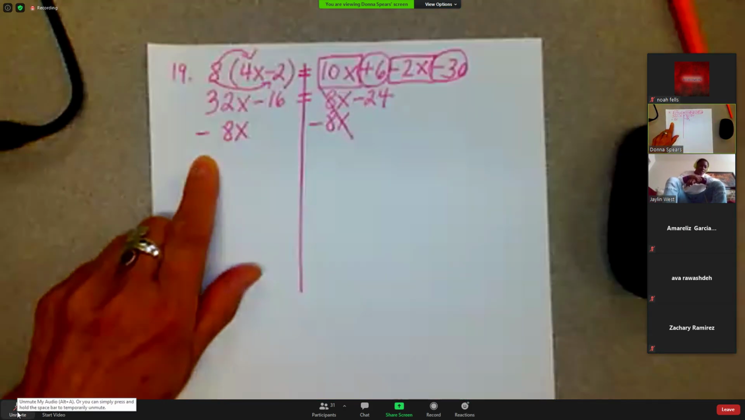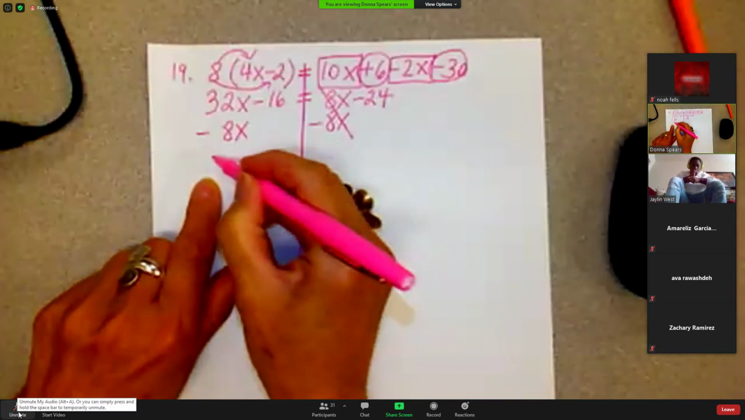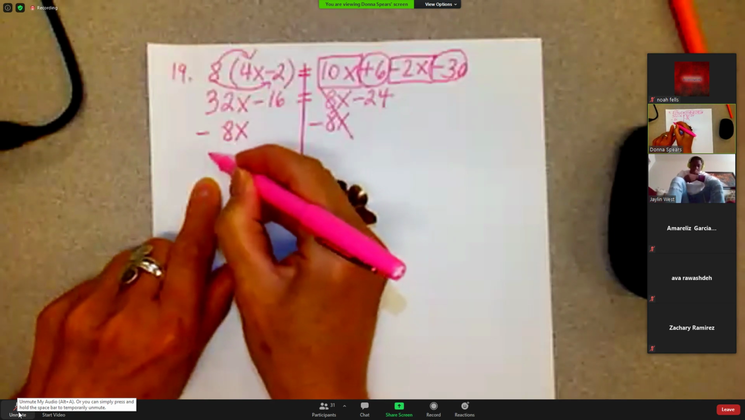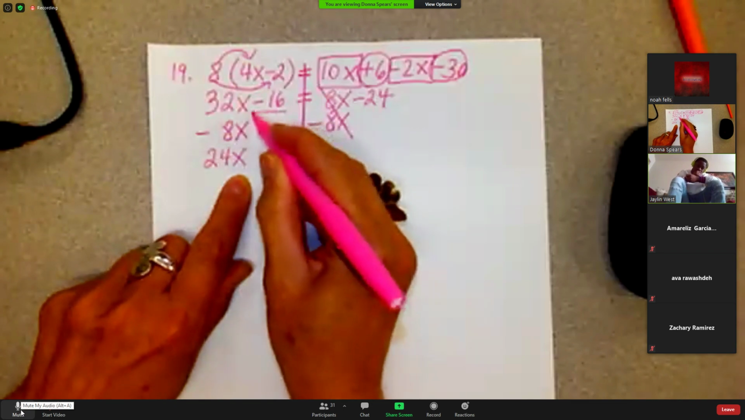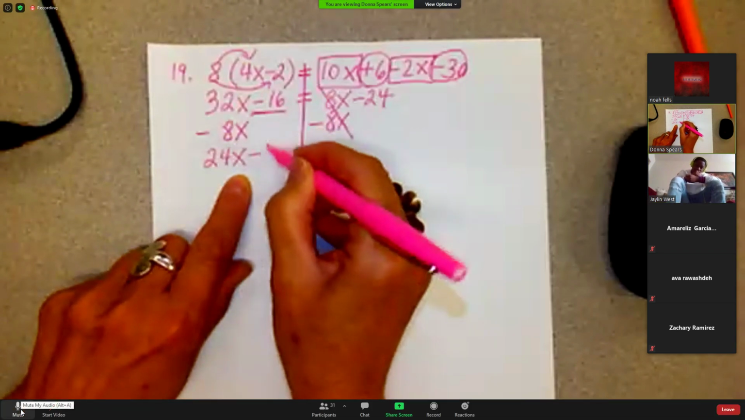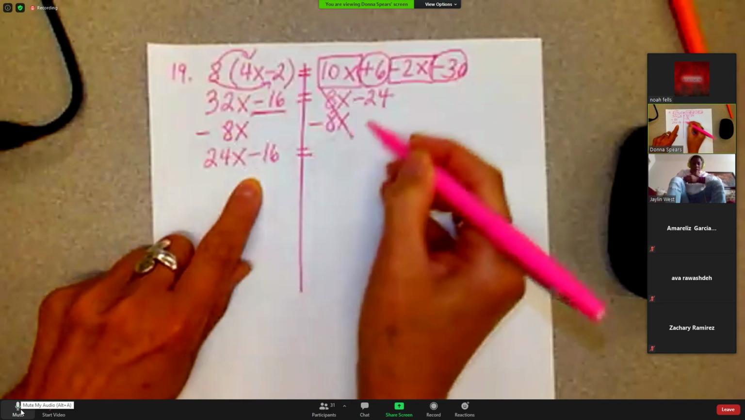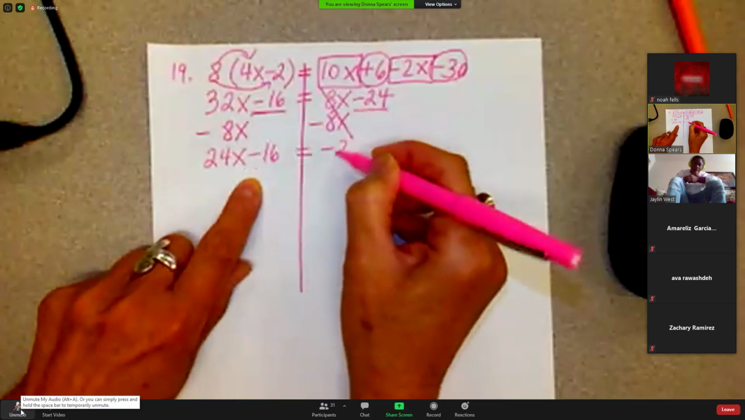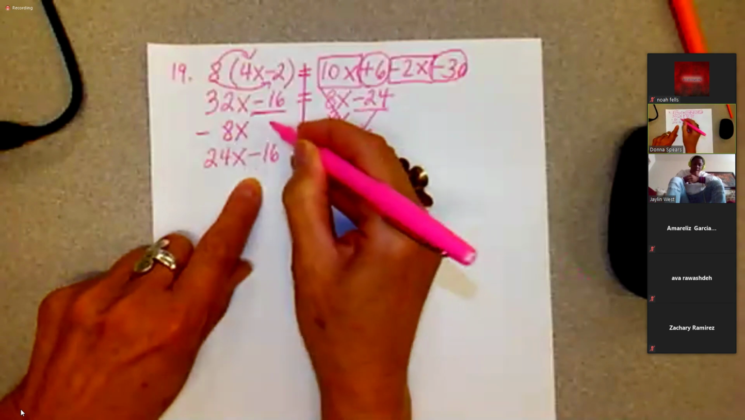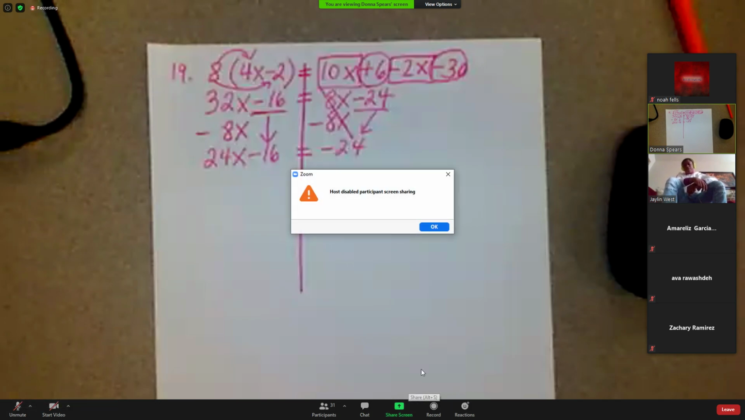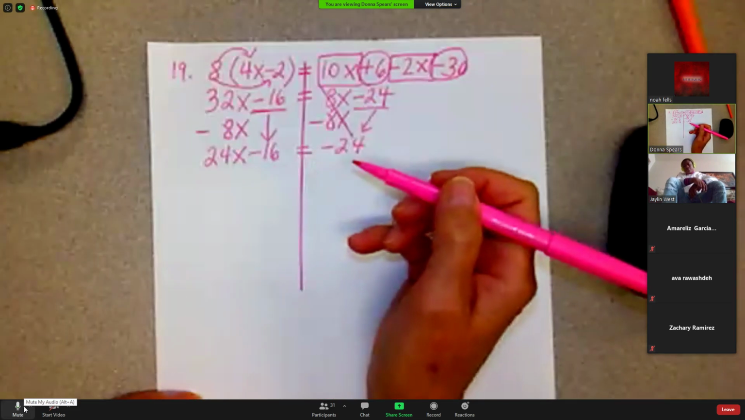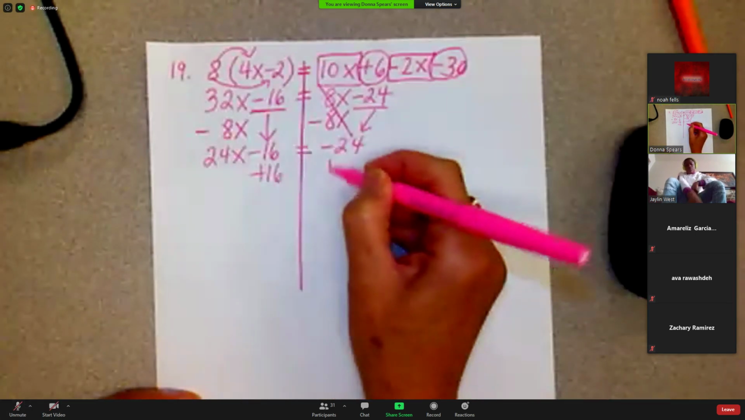And then cross out what you don't need. Okay, so that will give me what? 24x. Bring this down. Make sure you bring the minus with it, and make sure you bring the minus with it over here. These are the most common mistakes, that people don't bring the minus along, and then you're going to get a different answer. Oh, plus 16. Nice.